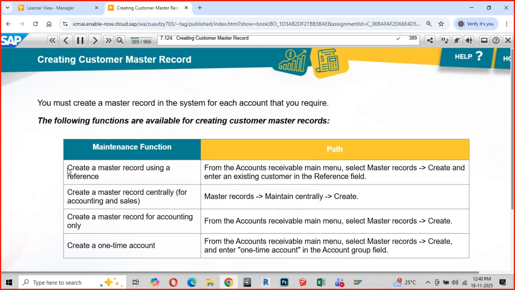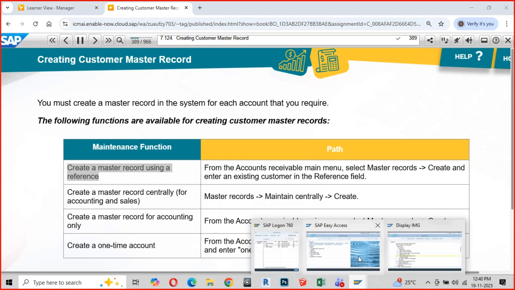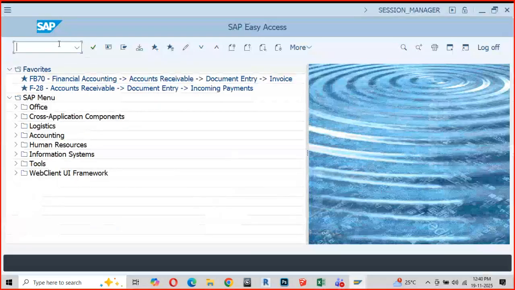So have we seen this? Create a master record using reference. It is nothing but creating a general ledger account. I will take you into it, in case you have forgotten. I will use the transaction code. Let's refresh it a few screens.